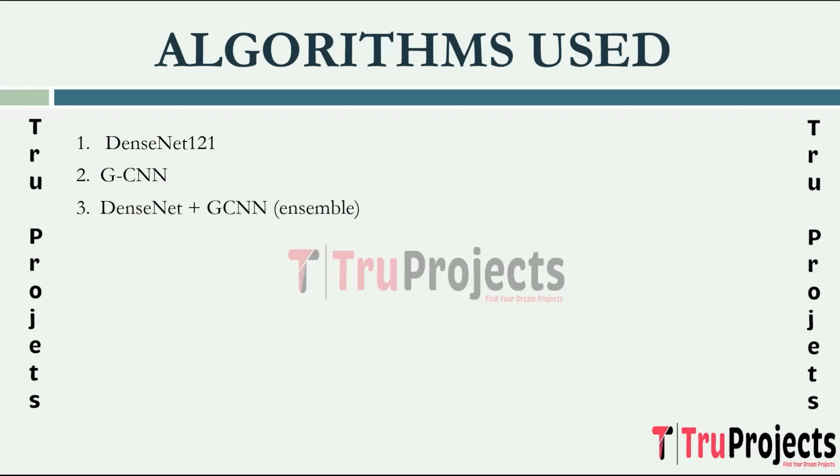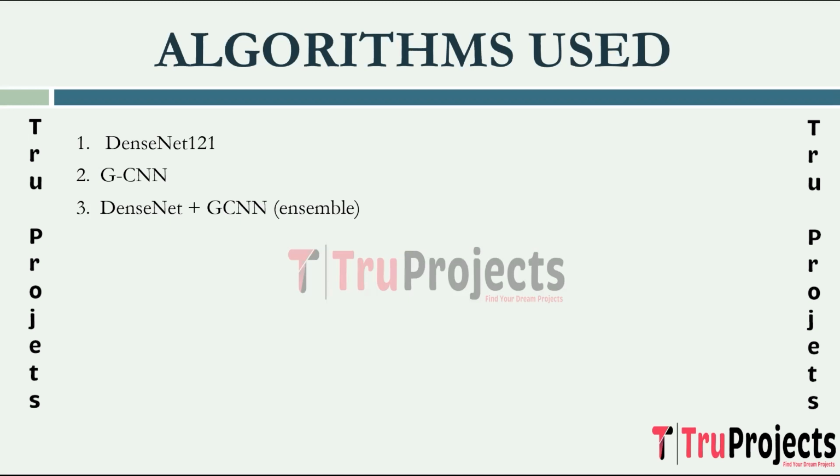Coming to the next algorithm, which is DenseNet with the combination of GCNN, it is an ensemble learning approach that involves combining multiple models to improve overall performance. In this case, the ensemble consists of both DenseNet and GCNN models, each contributing to the final prediction. The combination of predictions from the different models can enhance robustness and accuracy. The ensemble of DenseNet and GCNN is employed to leverage the strengths of both architectures. While DenseNet excels in feature extraction from the images, GCNN focuses on capturing graph-based relationships. The ensemble model aims to provide a more comprehensive understanding of the retinal images, potentially improving the diagnostic accuracy of diabetic retinopathy.